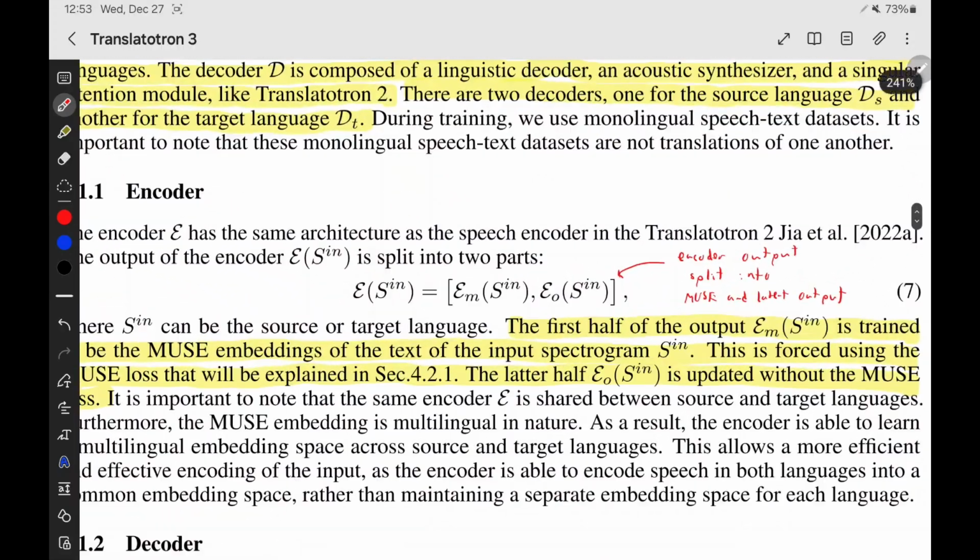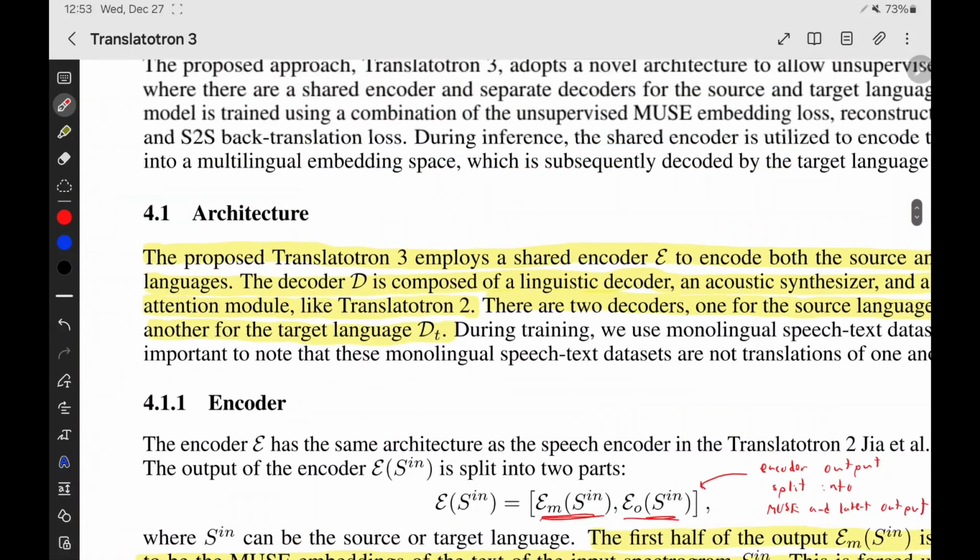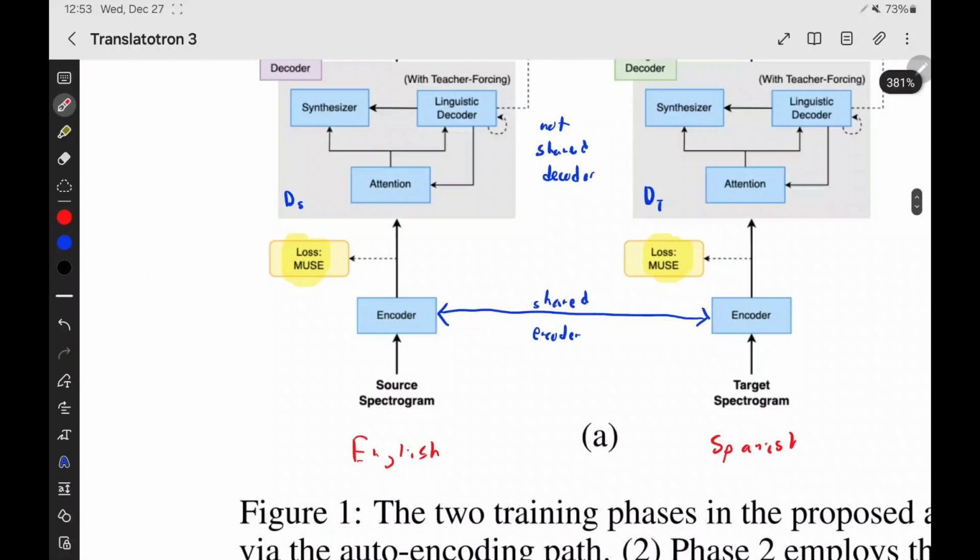Specifically, they only do that for half the output of the encoder. So it's not the entire output, just the first half of the output of the encoder. The encoder outputs some matrix here, and you split that down the middle. These are Muse optimized. They have a penalty for the Muse loss, so basically they have to be close to the Muse embeddings, and these do not have to be. Whatever, they find that works better. So that is a thing they do.